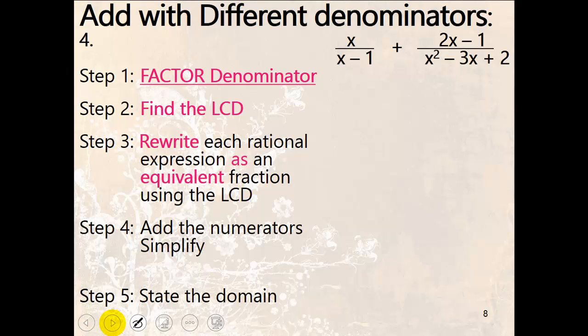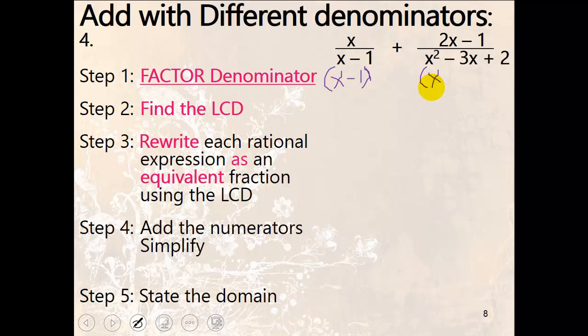All right, now we're going to add with different denominators. We just subtracted, all right? So now we have some trinomials, so we're going to have to factor those denominators. The first one is okay. It can stay as x minus 1. This trinomial is going to be x minus 2 times x minus 1.